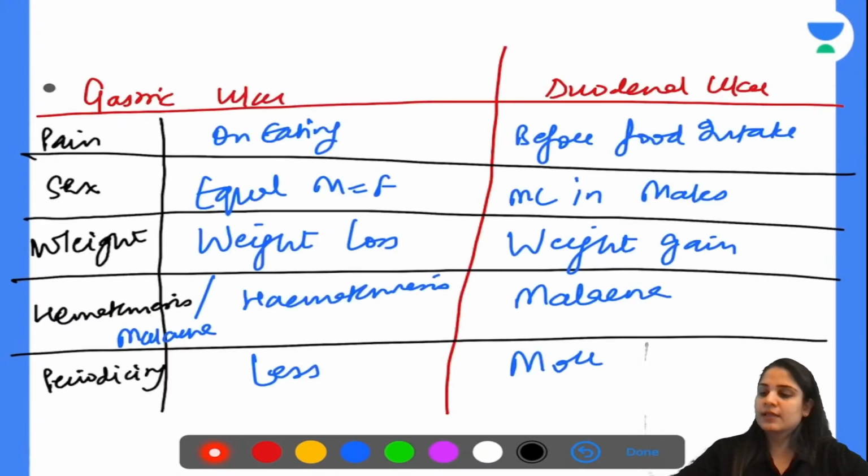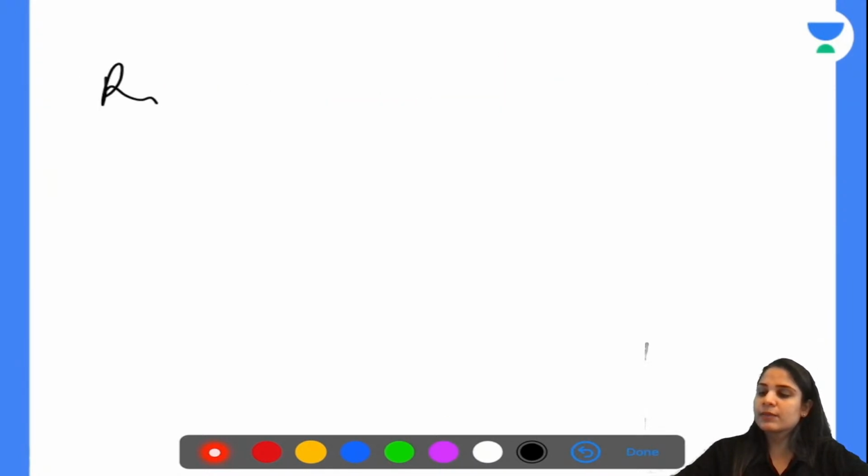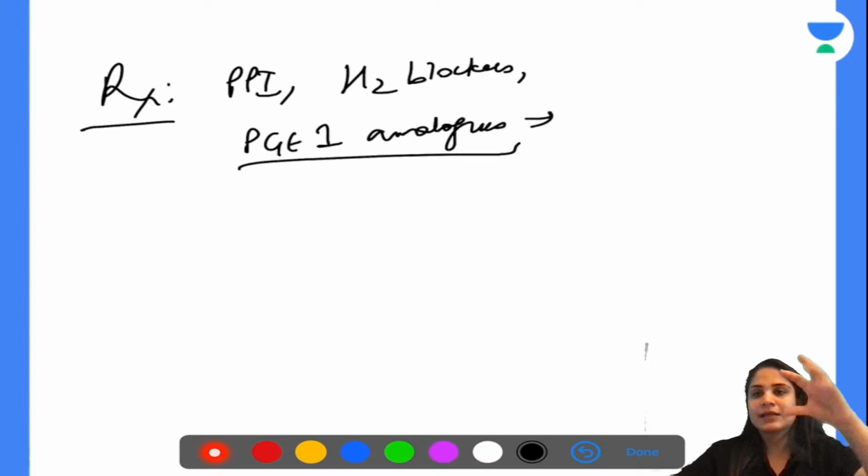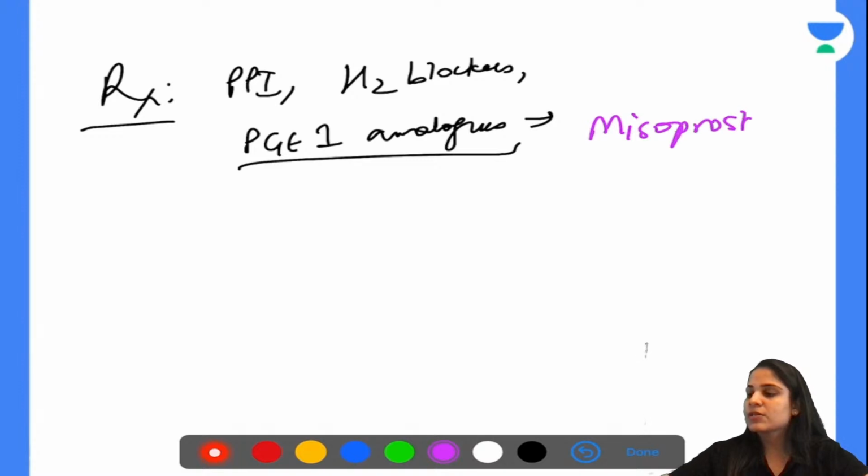Now the last part that we need to discuss is the treatment. As always, what are the drugs that you will be giving? You'll be giving PPIs, H2 blockers like ranitidine, and triple therapy if there's H. pylori, and you can also give prostaglandin analogs. Remember, there are some prostaglandin analogs that help in maintaining the mucus production and the mucus lining of the stomach and the duodenum, and that is the PGE1 analog, misoprostol.